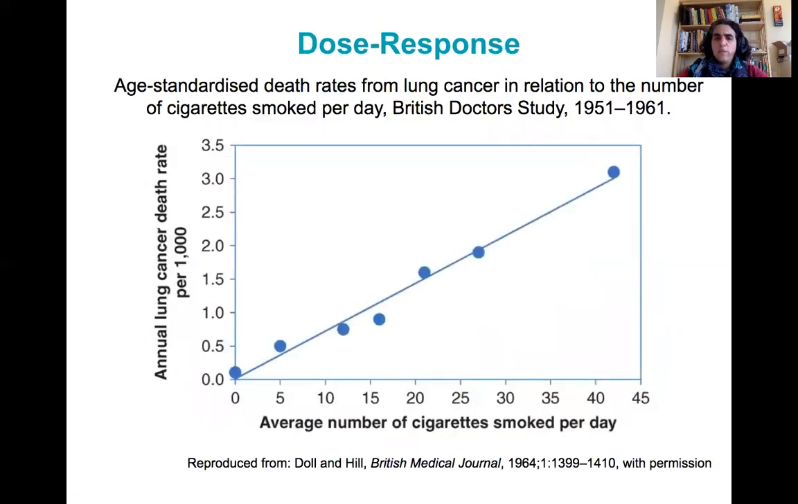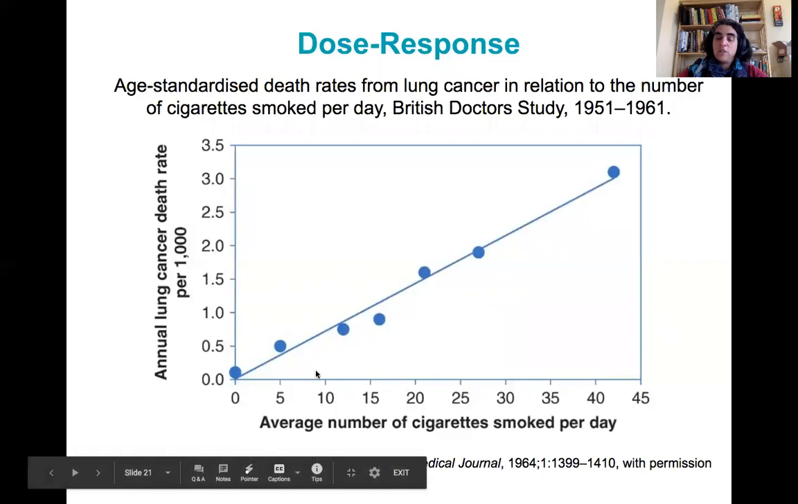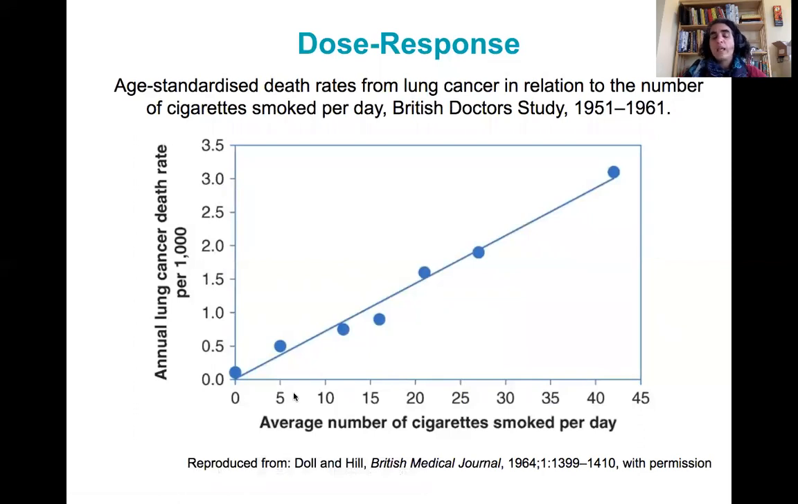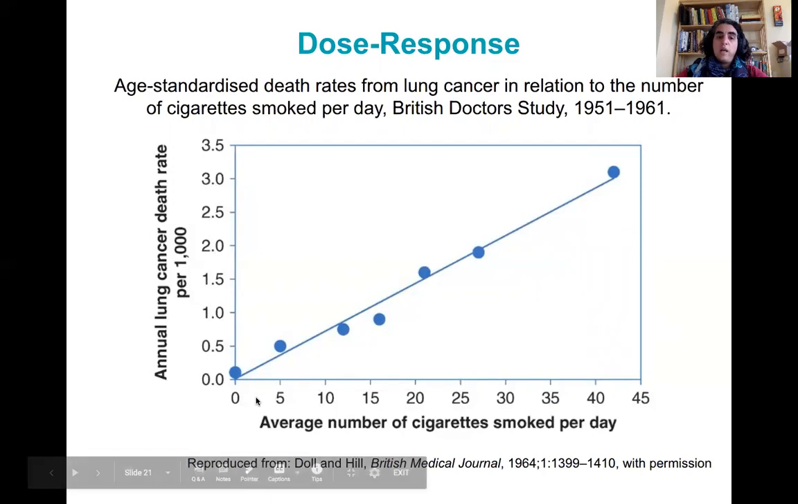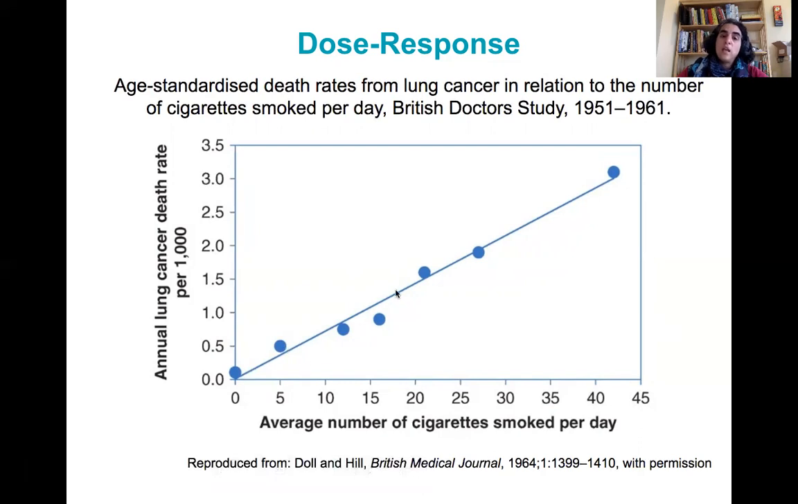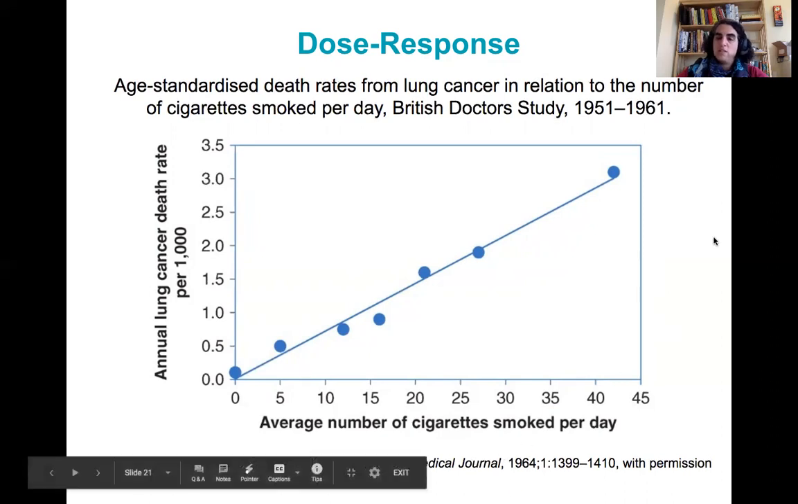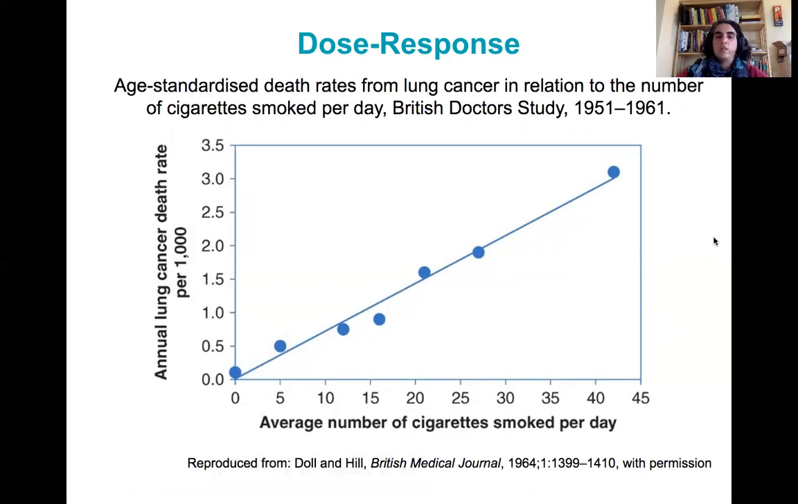Here's another example of dose response, again looking at cigarette smoking and lung cancer. We're not just saying, do smokers get lung cancer, but we're saying, how many cigarettes do they smoke? And you can see that as you increased the number of cigarettes that people smoked, you saw the lung cancer rates increasing. You saw a dose-response relationship between number of cigarettes smoked and lung cancer rates. This data, by the way, is from 1964. So part of this whole attempt to decide what caused lung cancer.